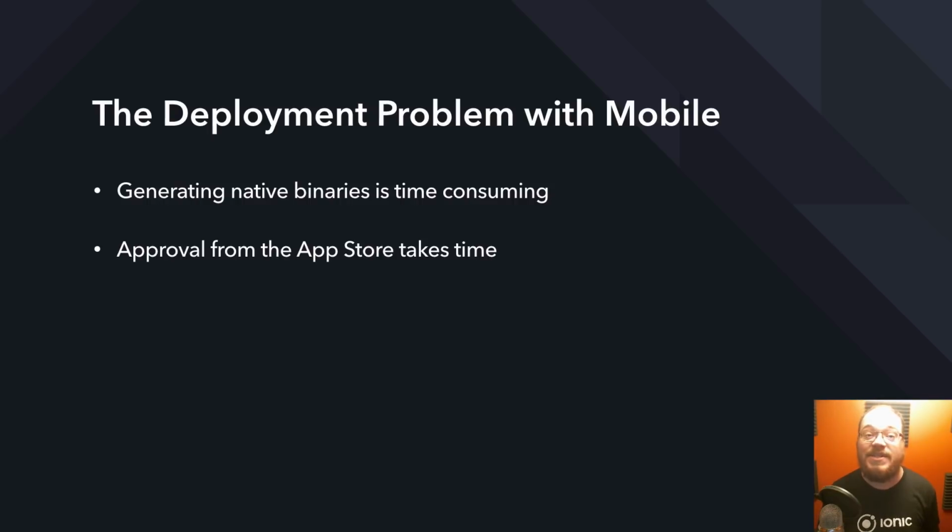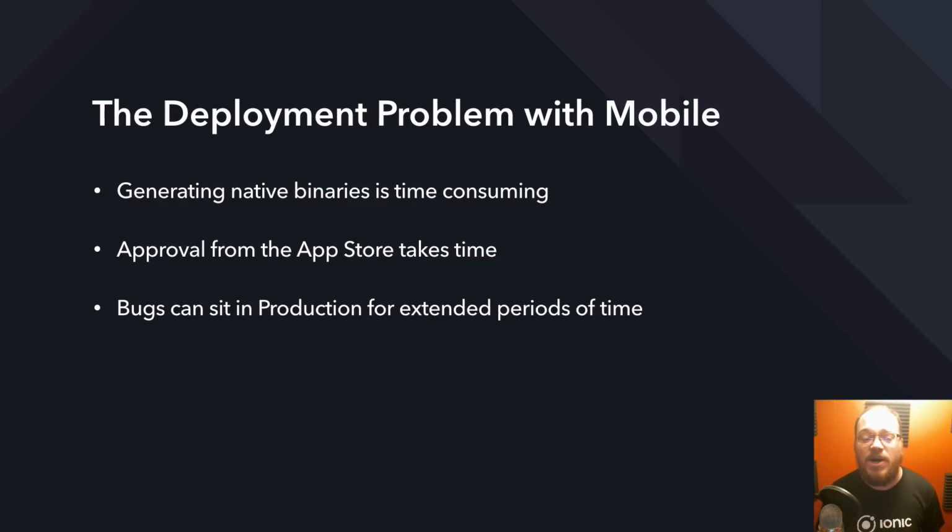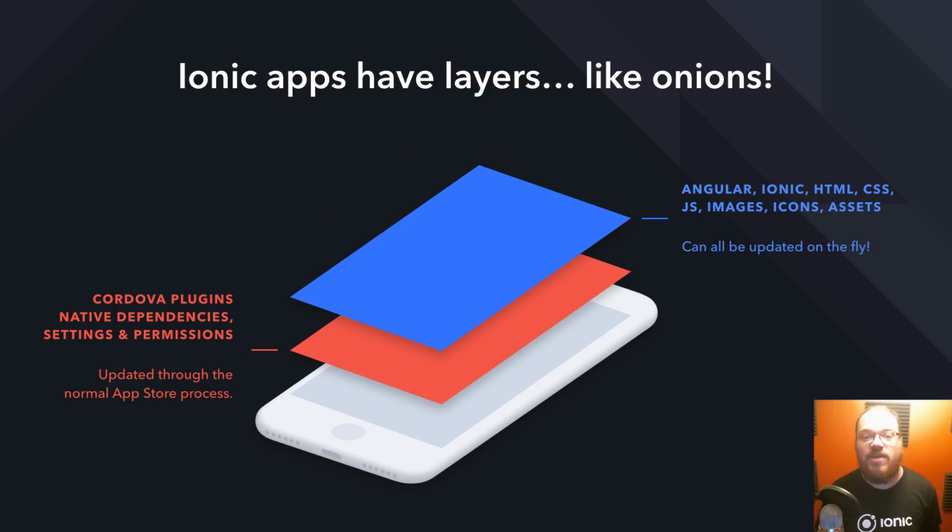It could be a matter of days for your app or just an app update to get approval from the app store. That means that these bugs can actually sit in production for extended periods of time. Your new features can go a longer duration of time without getting into users' hands, and really that's just not the most ideal scenario. Now, Ionic apps actually have multiple layers here.